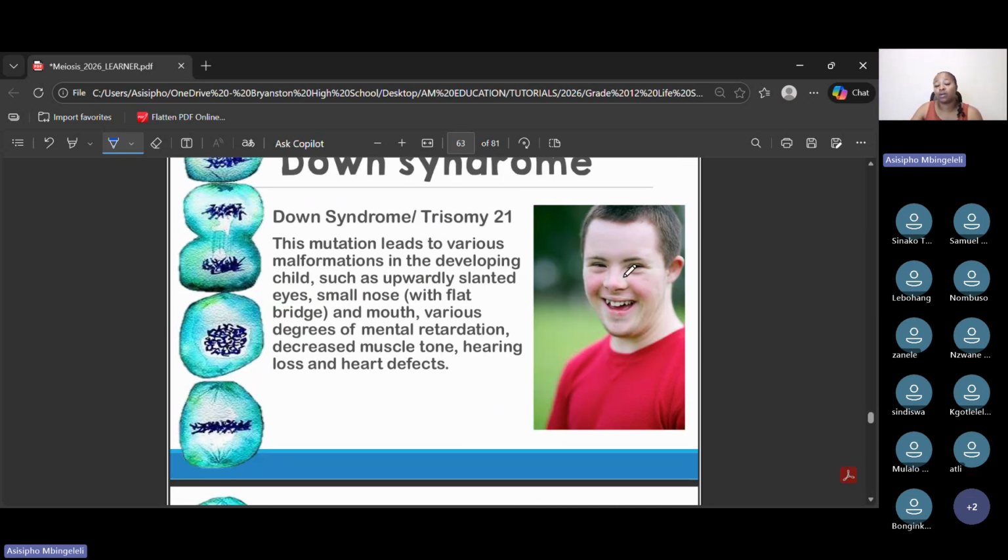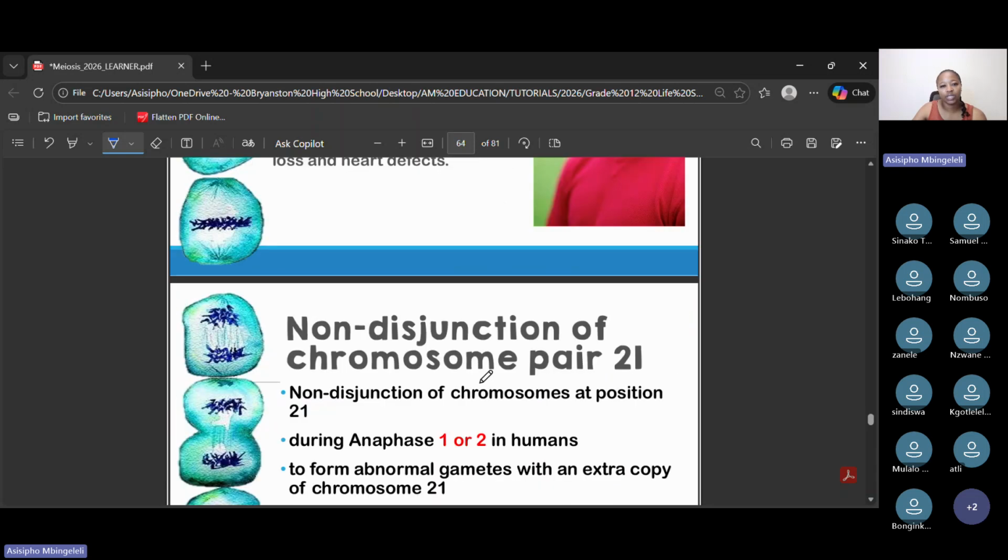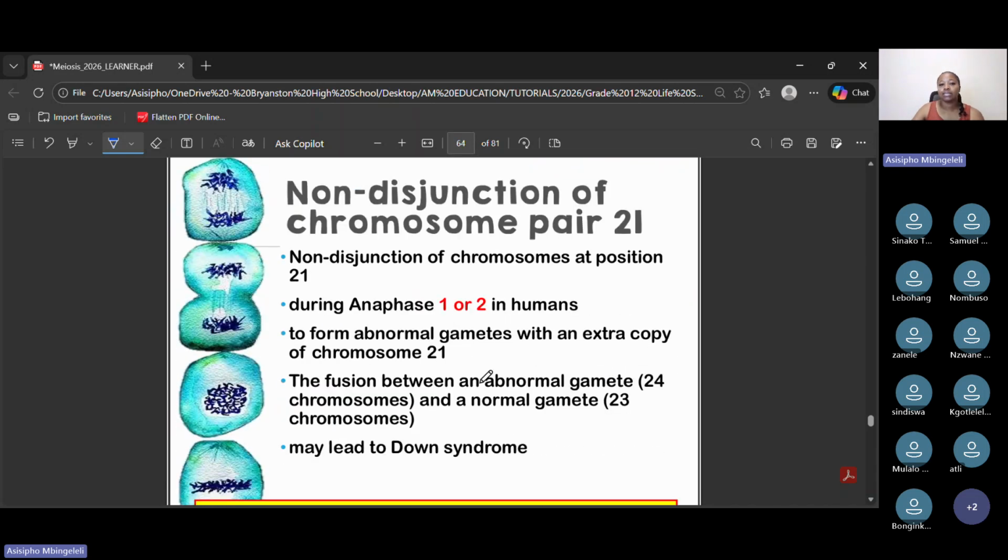This is how people with Down syndrome normally look. They will have a small nose. They normally have, I think, mental challenges. Their muscle tone becomes different. There are normally challenges with heart defects, hearing loss, and all of that. But they don't ask you about the symptoms most of the time, so I wouldn't say we stress about this. This slide is super, super, super important. They ask you about non-disjunction of chromosome pair number 21, that is Down syndrome.